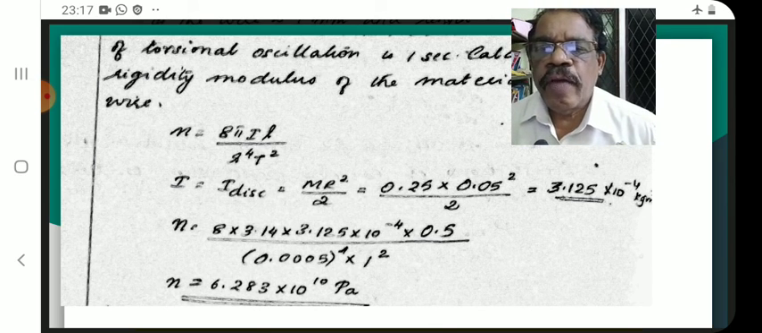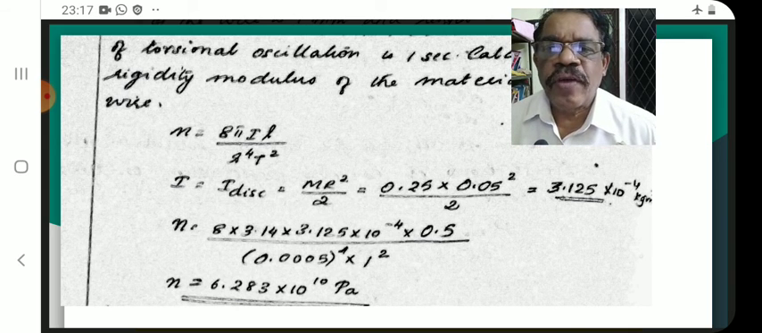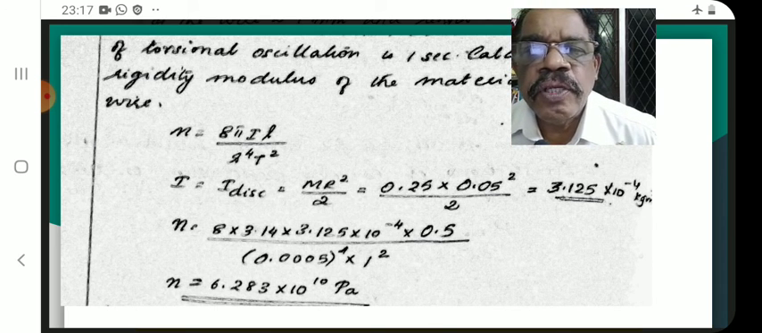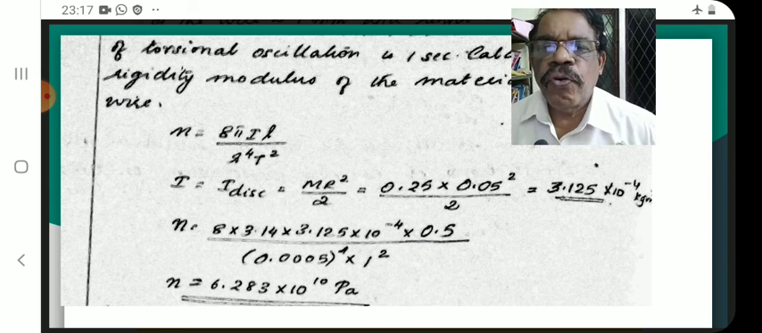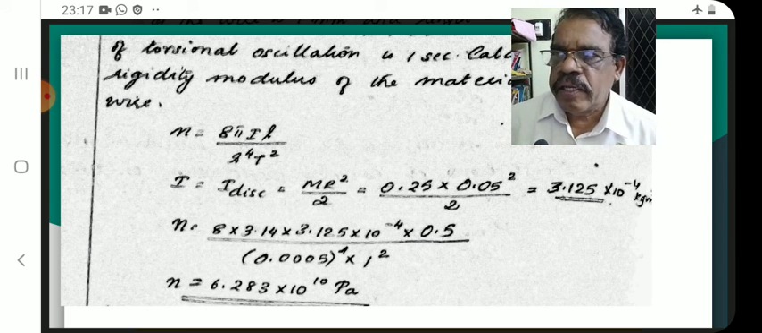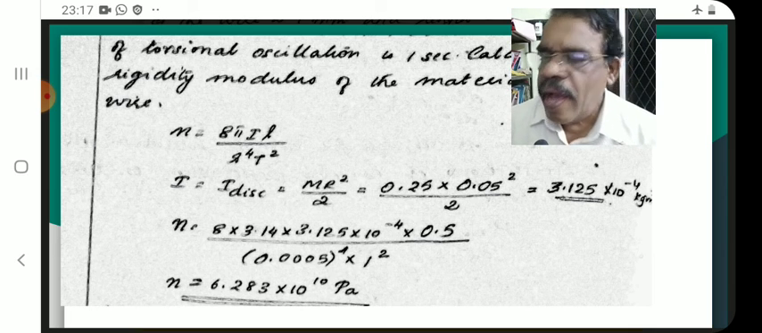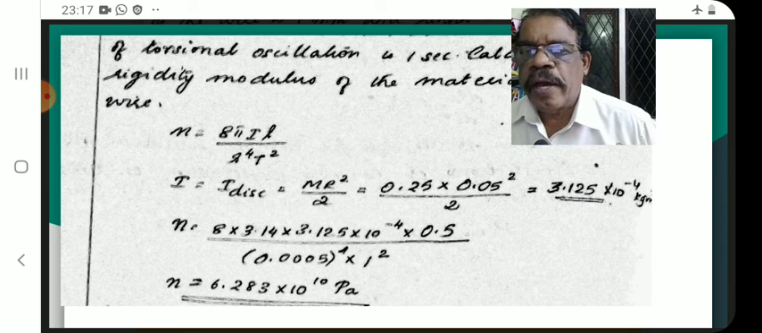That is 250 gram, we convert into kilogram, 0.25, into 0.05 squared, radius in meter, by 2, which is 3.125 × 10⁻⁴ kilogram meter squared. You write the unit properly as kilogram meter squared.